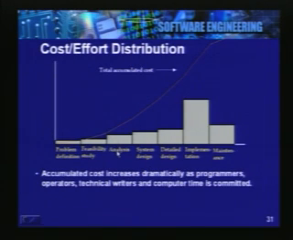So, accumulated cost increases dramatically as we go from initial steps to later steps, because as we move along the steps, we are committing the time of programmers, technical people, and computer time. All this is naturally a cost factor.